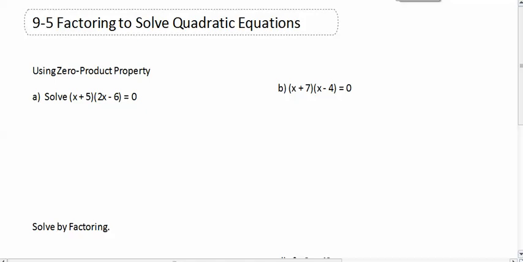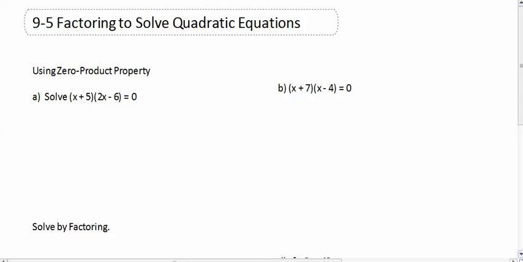Okay, so today's lesson is 9-5. It's factoring to solve quadratic equations. We're going to be using, in the first two examples, the zero product property. It looks like what they gave us is we're going to solve x plus 5 times 2x minus 6 is equal to 0. So write that down.